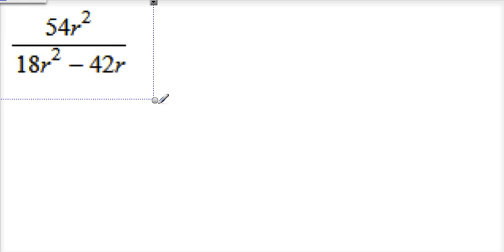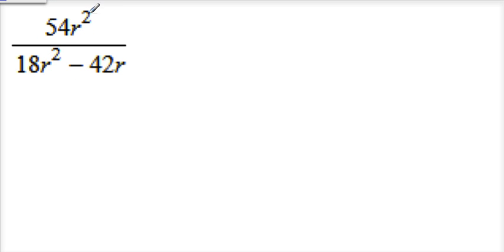Okay, next example. 54r squared over 18r squared minus 42r. One of the most common mistakes I've seen is that most people would like to just simplify this r squared and r squared here. Can I do that? No. That's a mistake, because you have a binomial in your denominator. Factor out what you can.